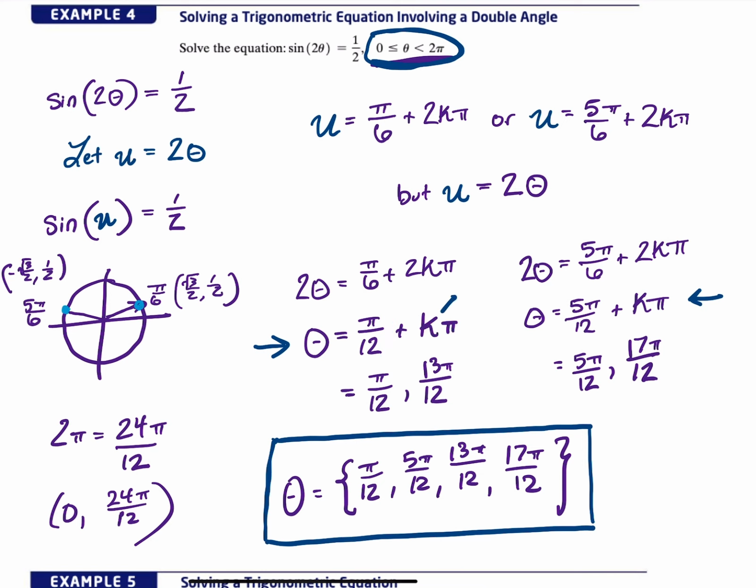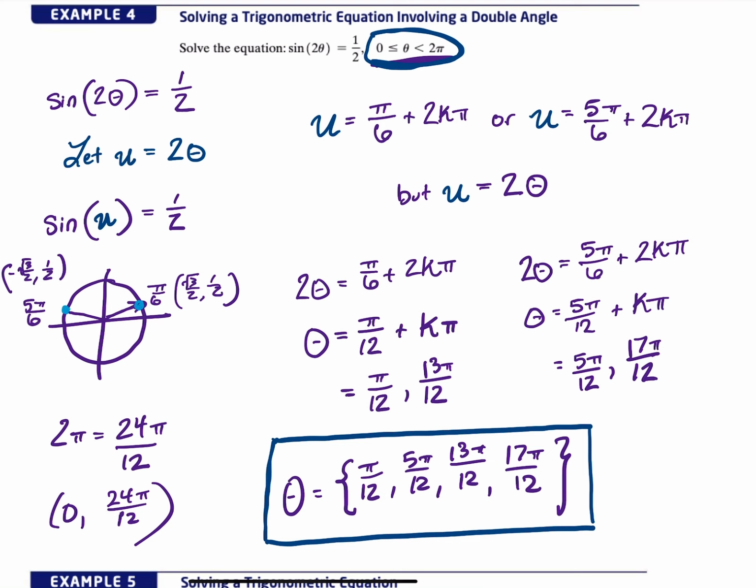Then I added, when k equals 1, pi, so 12 pi over 12. That gave us our second solution. Then I just keep adding those until I fall outside of the interval that they're asking for. And then we did the same thing for our other solution too. So these are a little bit more tricky due to having something more complicated inside of the trigonometric function.